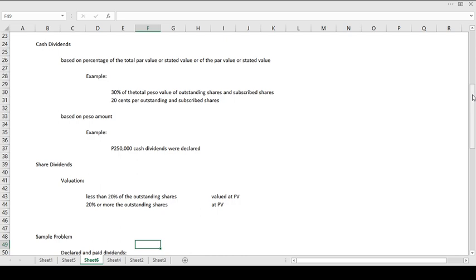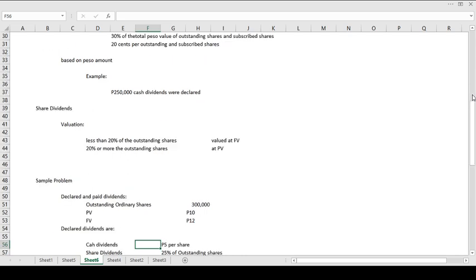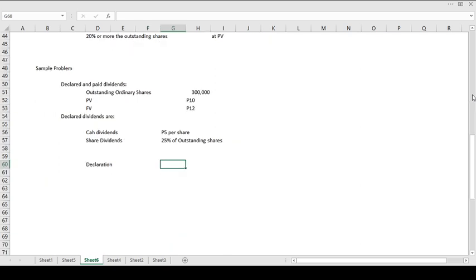Okay? Example, no? Declared and paid dividends, outstanding ordinary shares 300,000, par value at 10, fair value at 12. The declared dividends are cash dividends 5 pesos per share and share dividends 25% of outstanding shares. So what would be our entry for this? Obviously, I will prepare an entry that is a compound entry for both dividends. So we debit on the date of declaration, we have debit retained earnings for around how much? Obviously, that is 5 muna. Multiply the outstanding share of 300,000.